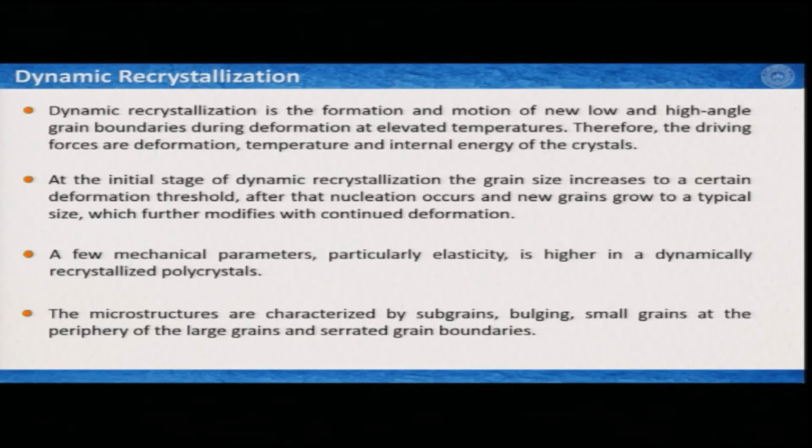If we think of the mechanical parameters, then particularly elasticity is higher in dynamically recrystallized polycrystals, and the microstructures are characterized by subgrains, bulging, small grains at the periphery of the larger grains, and of course serrated grain boundaries. We will learn about all these things, the subgrains, bulging, small grains at the periphery of the large grains and serrated grain boundaries, in the following slides.